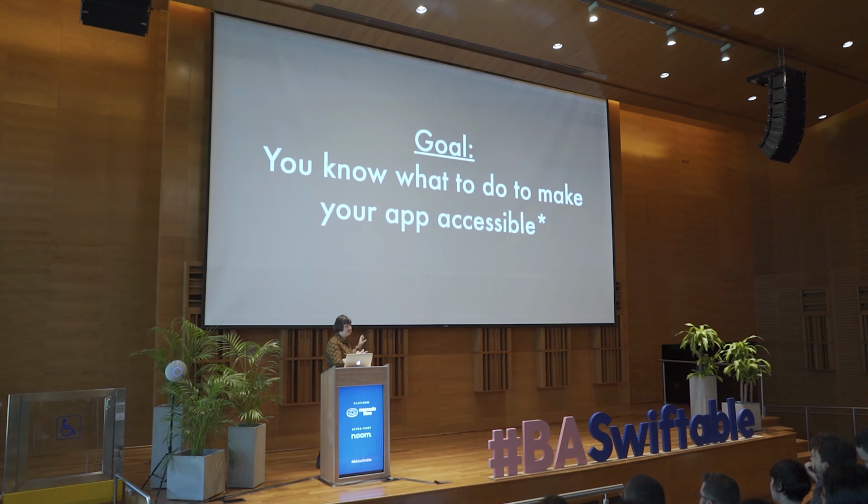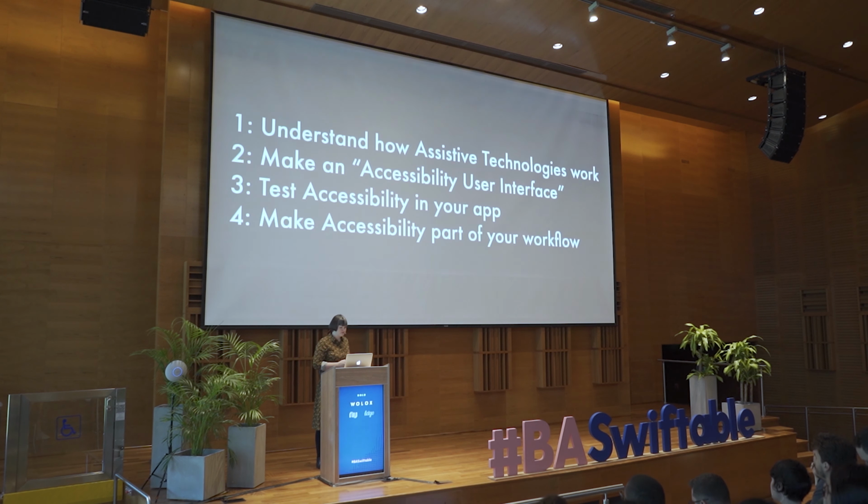Really, the title of the talk should have been how UI accessibility relates to VoiceOver, switch control, and voice control, but it's not quite as snappy as the accessibility API. My goal at the end of the talk is that you know what to do to make your app accessible to those three assistive technologies. There are 4 parts we'll look at. The first is understanding how assistive technology works, and then we'll look at how to make an accessible user interface. We'll briefly look at how to test, and then how to make it part of your workflow.